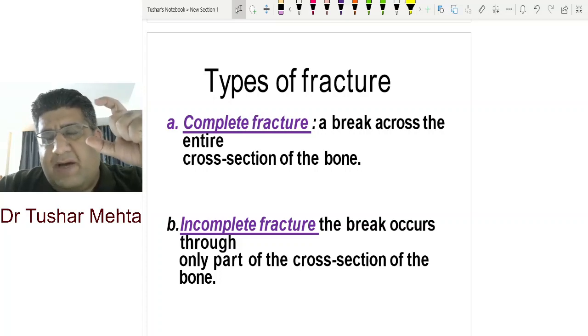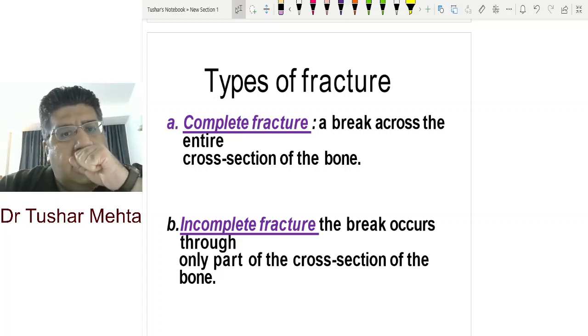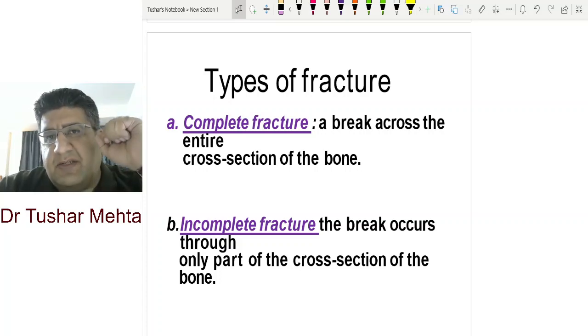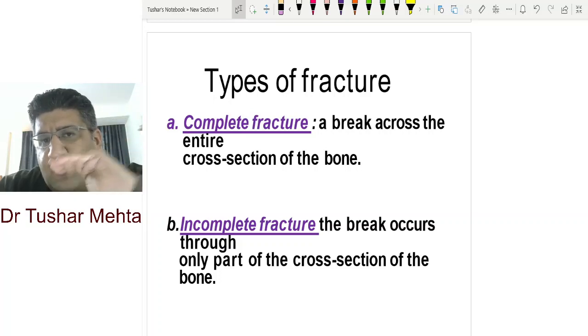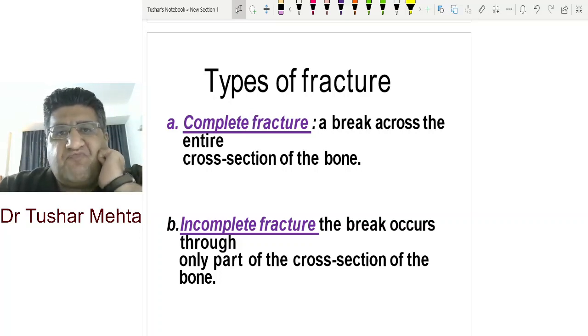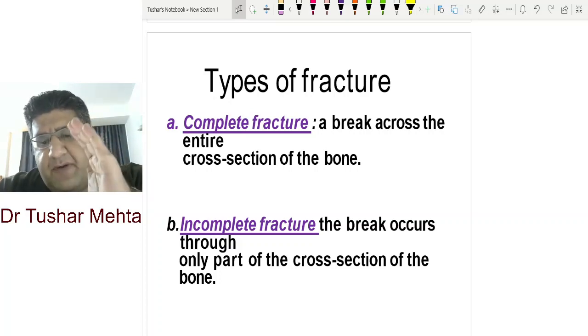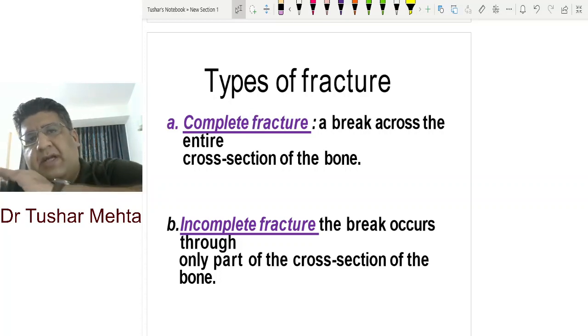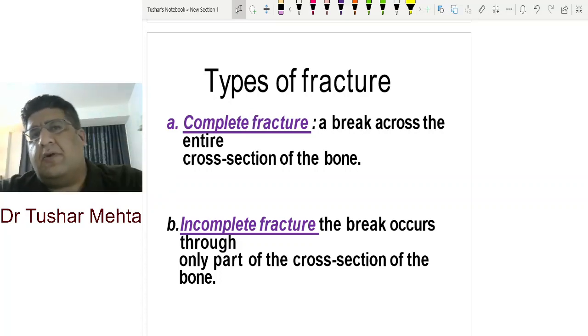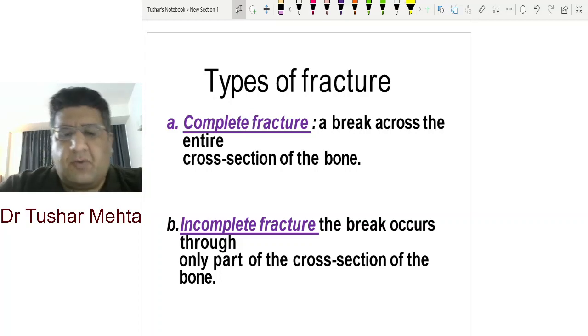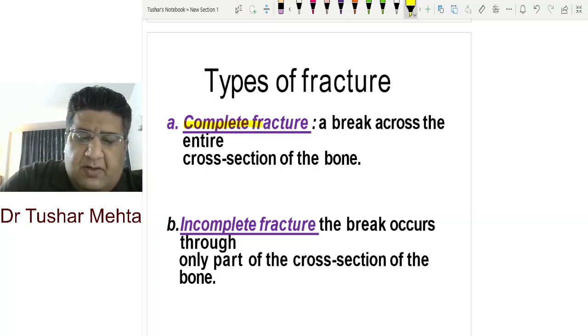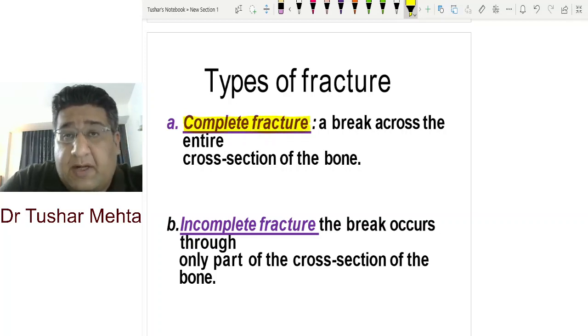Now we have one more thing here: there is one more classification that is based upon whether the fracture line is involving both the cortices or not. On every view, on AP and lateral, you will be able to see two cortices of the bone. So whether the fracture line is through the entire cross section of the bone or not. If it is through the entire cross section of the bone, definitely we call it a complete fracture, which of course is something that we see more commonly in our clinical practice.